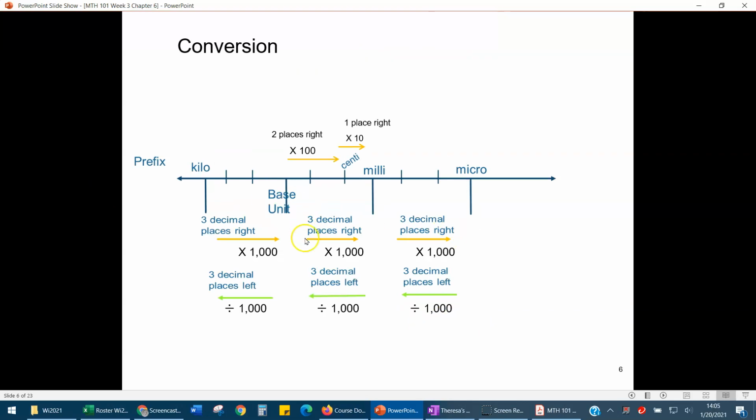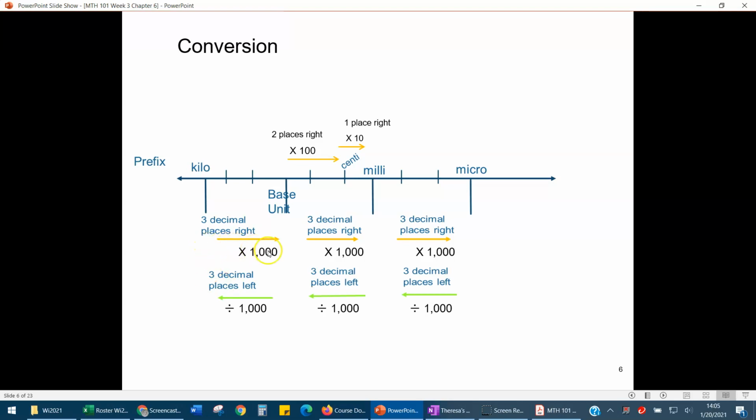Okay, so this next slide maps out exactly what I was saying about converting within the metric system. For the major jumps, as I call them, from kilo to base, base to milli, milli to micro, micro to milli to base, each of these is 3 decimal places.